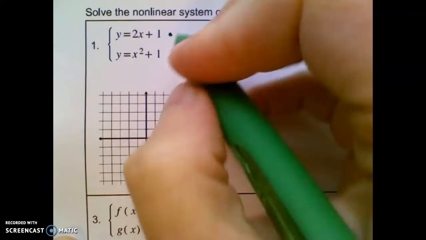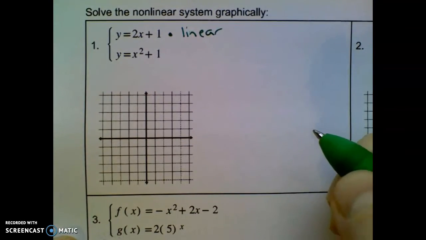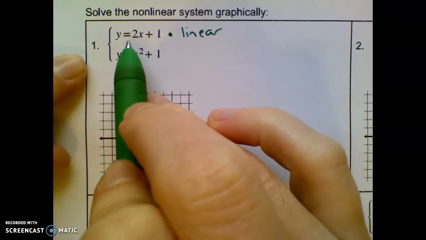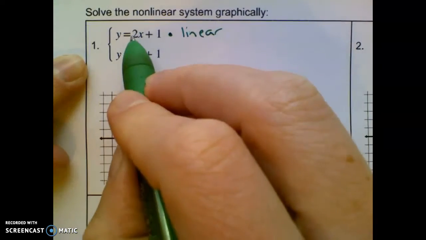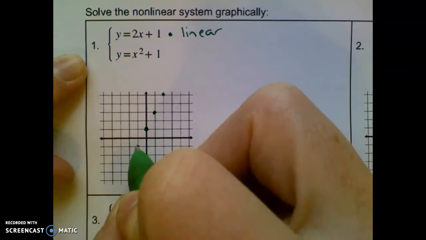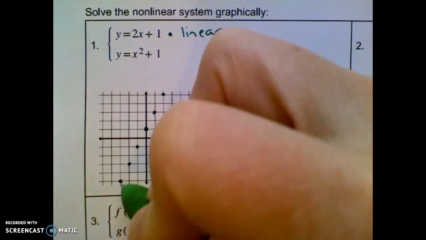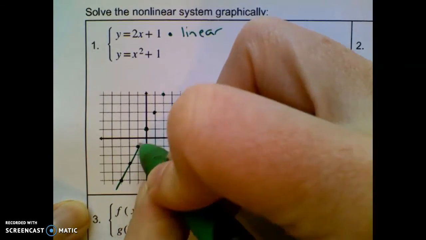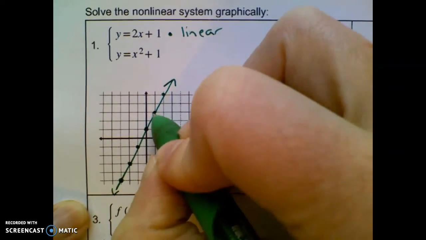So my first one is actually a linear. So when I graph it, it should be a line. So I'm just going to graph this as I know how. Well, it's in slope-intercept form. So intercept is 1, slope is 2. So I'm going to go up 2 over 1, up 2 over 1, down 2 over 1, down 2 over 1, down 2 over 1, and make as many dots as you can. That way the intersection points will hopefully actually be one of these dots.